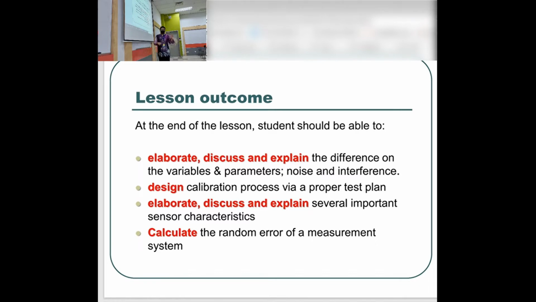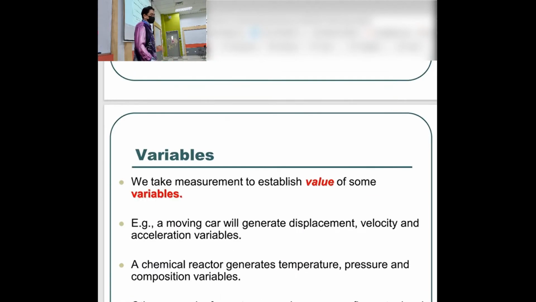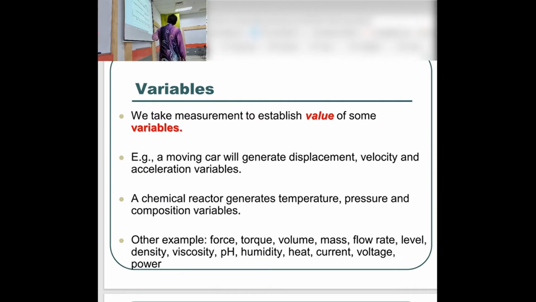Okay, so I just want to get into only one thing here, which is the variables and parameters, and then we end the class. So the variables, like I mentioned in the previous class, is actually varies parameters that have various values. Okay, there can be various.